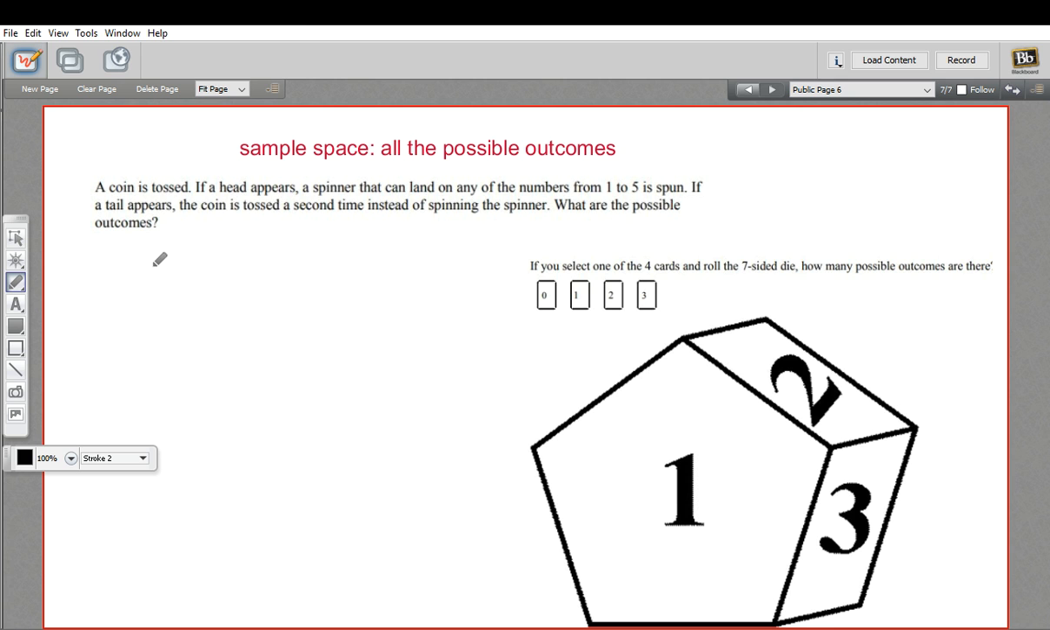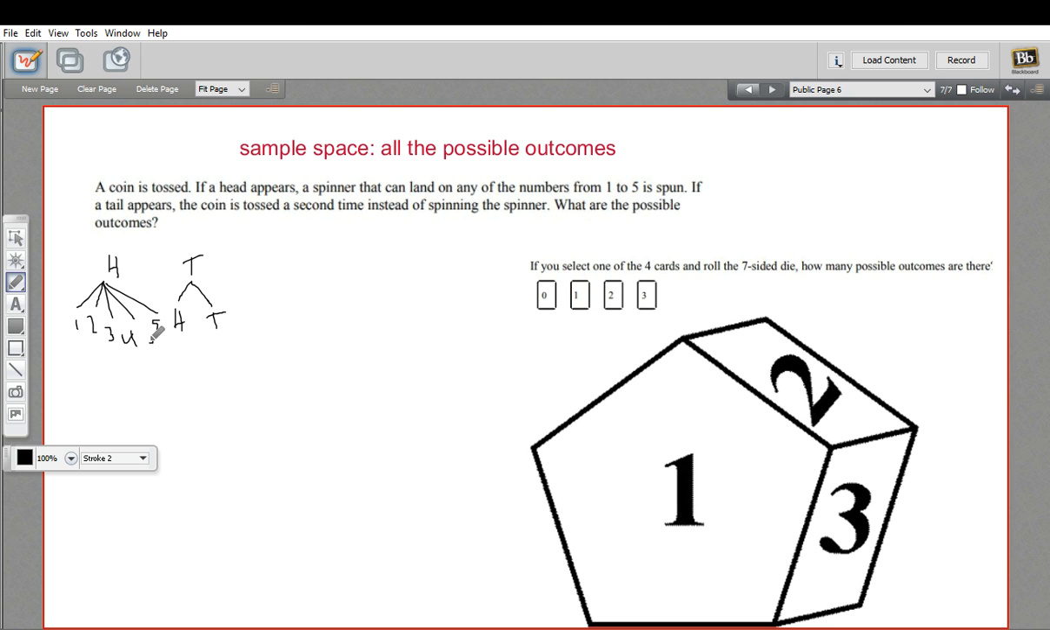Actually, let's start with the first thing. It's a coin tossed. You can either have heads or you can have tails that first time. If you have tails, you're going to toss the coin again, and that could either be heads or tails, and that's it. If you have heads, you spin a spinner and you get a 1, 2, 3, 4, or 5. So there's a little bit of a chart to represent it.